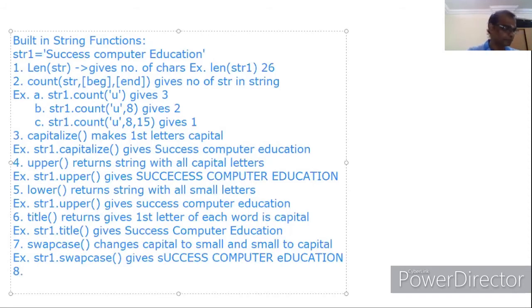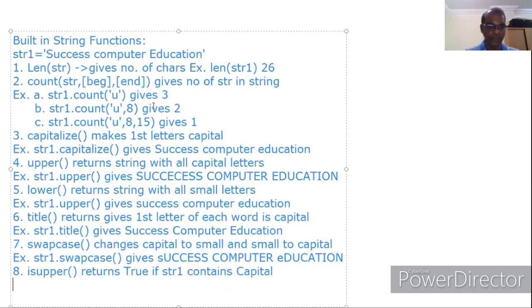isupper. It is very simple. If uppercase is there, it returns true. Otherwise, it returns false. Returns true if str1 contains capital letter. Otherwise, it gives a false.